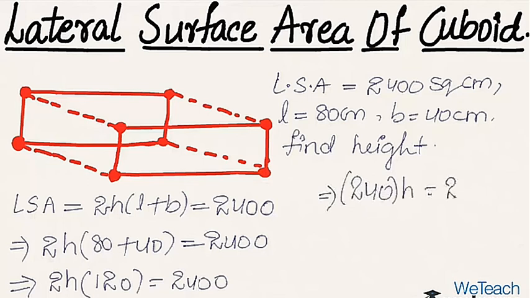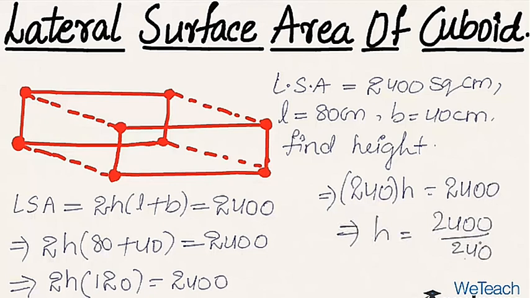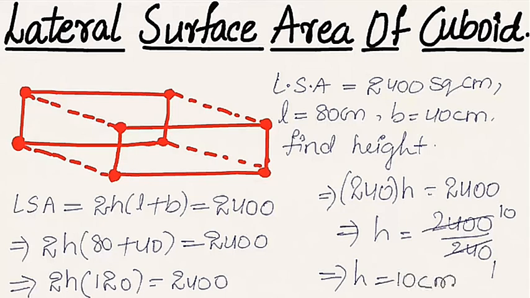So 2400, 2 into 120 is 240. 240 into h is equal to 2400. So height is equal to 2400 by 240. Upon cancelling, we'll get it as 10. So therefore, the height of the given cuboid is equal to 10 centimeters.